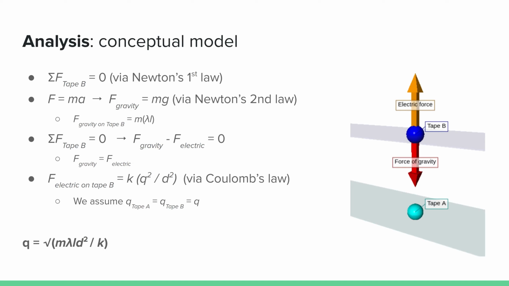Given these assumptions, we can finally construct a model where tape B exists as a point charge that is positioned above tape A. Because tape B is stationary within our frame of reference, we know that the net force acting upon it must be zero, by Newton's first law of motion, and it is in equilibrium. By calculating the mass of the tape via its length and linear density lambda, we can use Newton's second law of motion and the acceleration due to gravity on the Earth's surface, g, to determine the magnitude of the force that tape B experiences due to gravity. Because the net force is zero, we know that the magnitude of the force on tape B created by the electric field for tape A must be equal to the magnitude of the gravitational force, and this lets us solve for the charge on each tape using Coulomb's law.